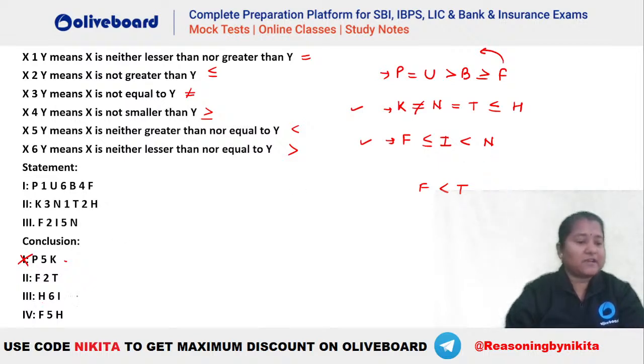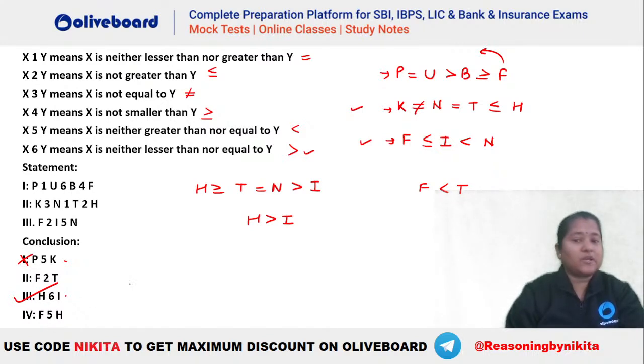Let's check the third one, h to I. What is the relation? How do we connect your h and I? You can see again with the help of n. So you have h is greater than equal to t, t is equal to n is greater than I. So what is the relation here? You will be having h is greater than I. And what is the meaning of 6 here? 6 means greater than, that means this is definitely true. And 3 is definitely true here.